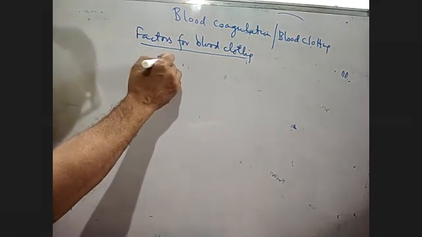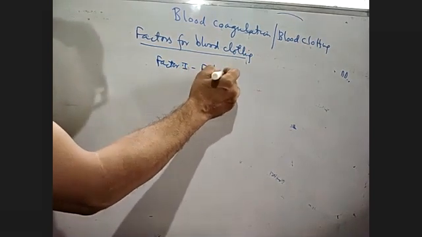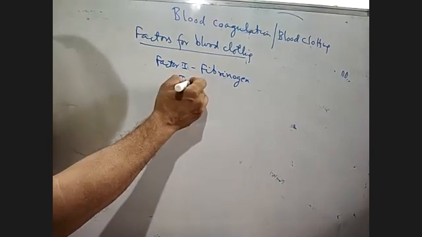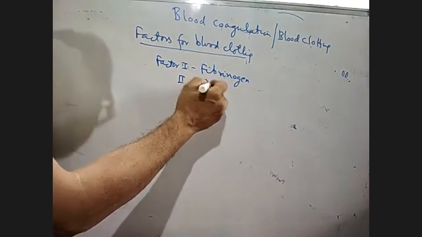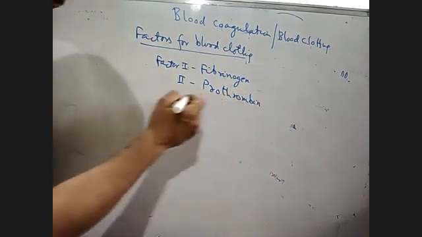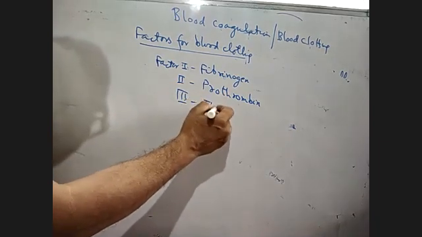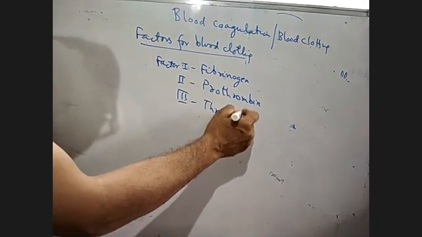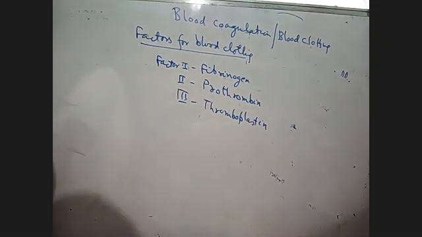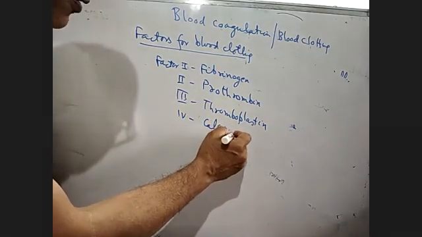Factor 1 is called fibrinogen. Factor 2 is called prothrombin, which becomes thrombin. Factor 3 is called thromboplastin. Factor 4 is calcium ions.